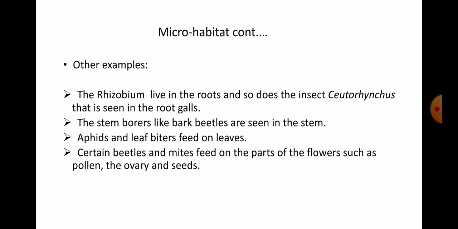The other examples of microhabitat are Rhizobium, the bacteria which live in the roots, and so does the insect Cutorhynchus, which is seen in the root galls. The stem borers like bark beetles are seen in the stem. Aphids and leaf biters feed on leaves. Certain beetles and mites feed on the parts of the flowers such as pollen, the ovary and the seeds.